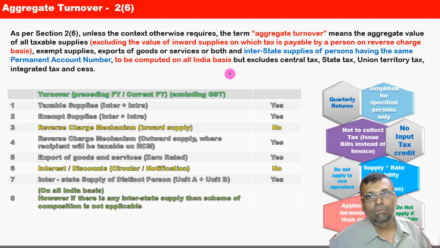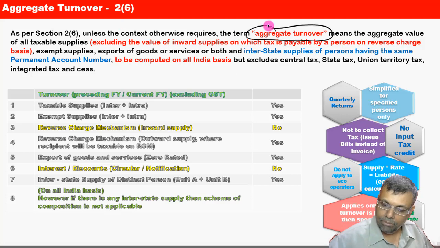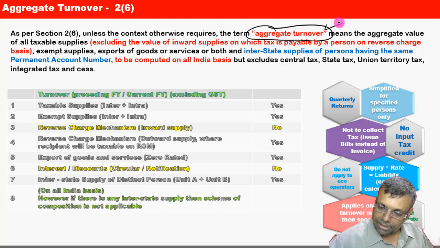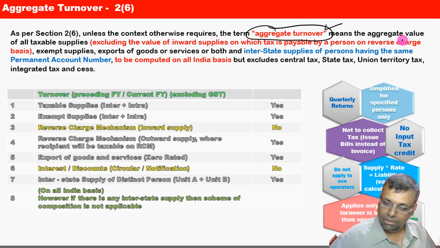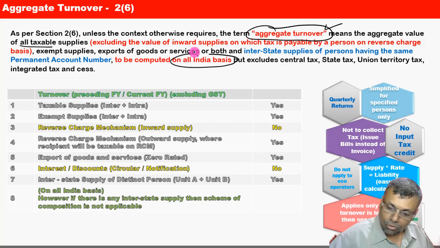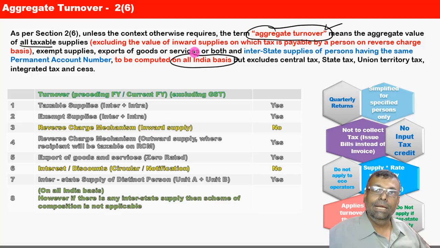Although I have already given you this material, better revise it by yourself also, but let me give you the key highlights. This is the definition of aggregate turnover. The aggregate turnover definition, friends, is used often at many places under the GST law. This particular aggregate turnover means the aggregate value of all the taxable supplies. First of all, it has to be computed on an all India basis.